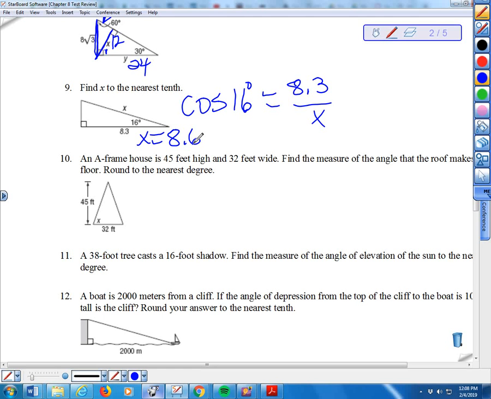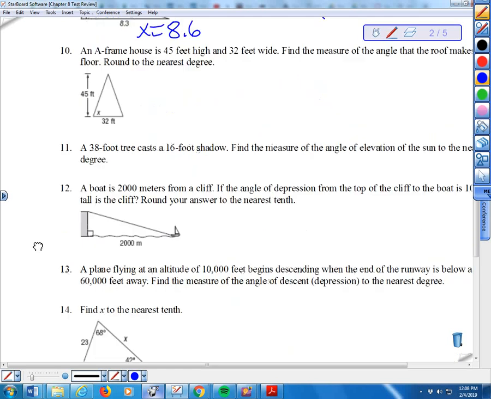Okay. An A-frame house is 45 feet high, 32 feet wide. Well, if it's an A-frame, it's isosceles. And instead of drawing the 45 out, I'm just going to make it the altitude, because that's what it is. And then this is going to be 16, because it splits that base in half. And it wants to know the angle it makes with the floor. So which trig function can I use on this triangle? Sine, cosine, or tangent? Tangent, good.